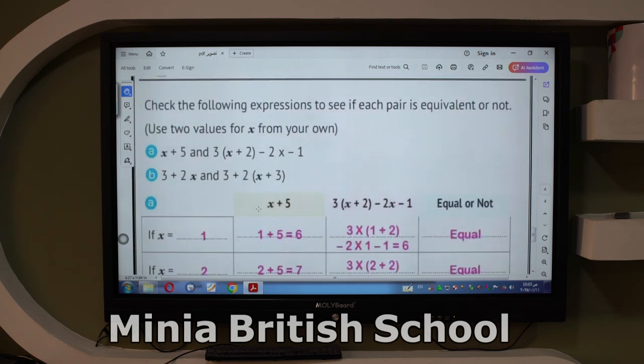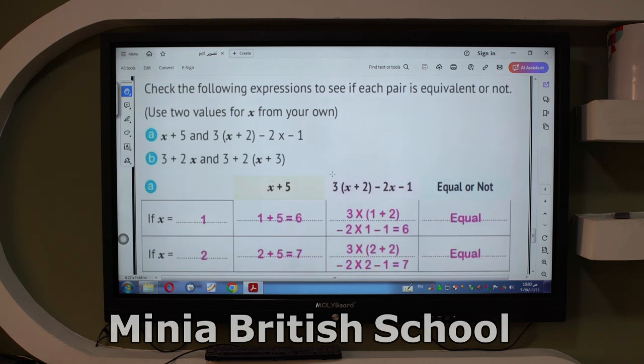Okay. Check the following expressions to see if each pair is equivalent or not equivalent. To know if the two expressions are equivalent or not equivalent, I have to check more than one value. Do these two expressions give me the same values at the same numbers or not? Use two values for x. Remember, if I didn't give you any values, find any value yourself, okay?